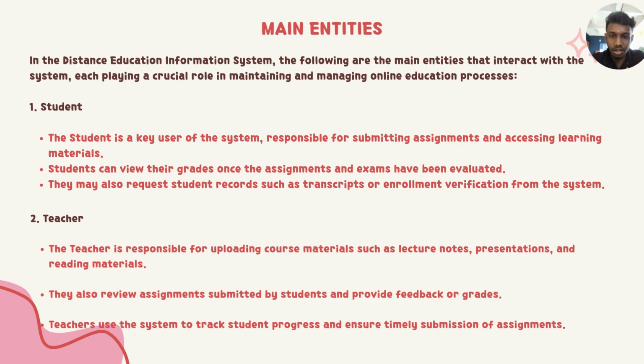In the distance education information system, the following are the main entities that interact with the system, each playing a crucial role in maintaining and managing online education processes. For the first one, student: the student is the key user of the system, responsible for submitting assignments and accessing learning materials. Students can view the grades once the assignments and exams have been evaluated. They may also request student records such as transcripts or enrollment verifications from the system.